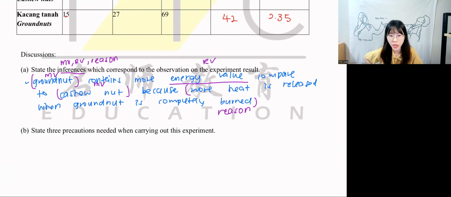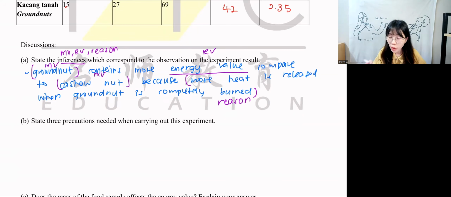Next, state 3 precautions needed when carrying out this experiment. Just now, we highlighted a few precautions, right? Can you tell me what the precautions are again? I heard bread and nuts. The size of the bread doesn't matter. They will cut a small piece for you, so you don't burn the entire bread. You burn a small piece of bread only. The food has to be burned completely, correct? The thermometer cannot touch the boiling chip, also correct? The distance between sample and boiling chip reduces. Okay, you have to go near to the boiling chip.